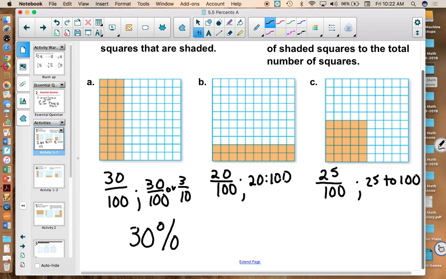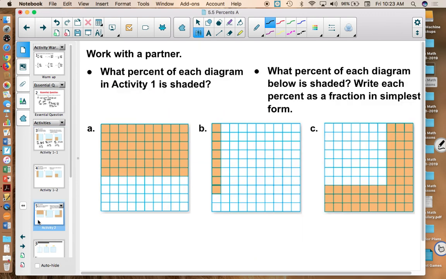So what's the percentage in B, Josie? 20%, good job. So this is 20%. What's the percentage of C? Roper? 25%. That's pretty easy stuff, as long as my denominator is 100. Okay? Now let's go to this picture. What percent of each diagram below is shaded? Write each percent as a fraction in simplest form. Okay.